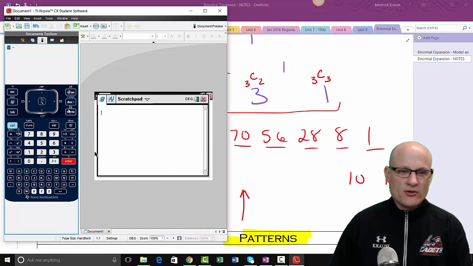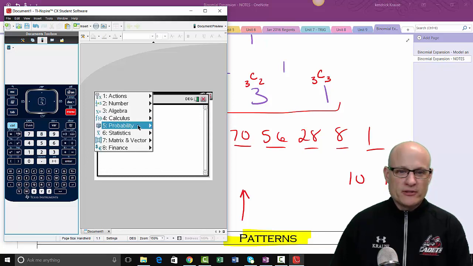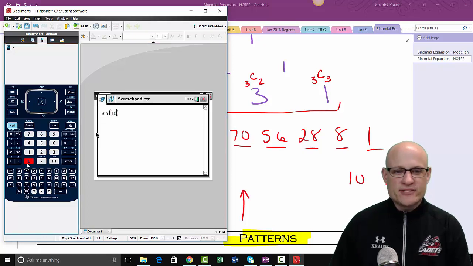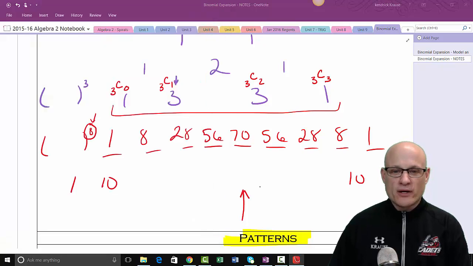And I'll go menu, probability, combinations. And I'm going to do 10. I don't need to do 10C1. I don't need to do 10C2. So I want to do 10 comma 3. And that's 120.